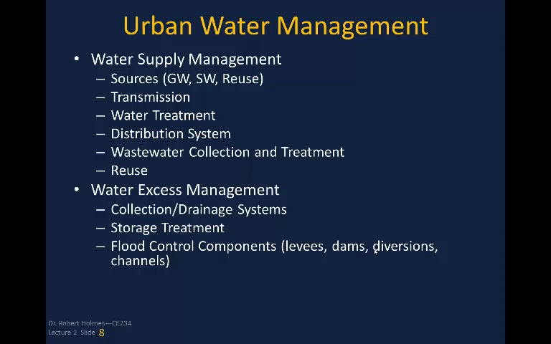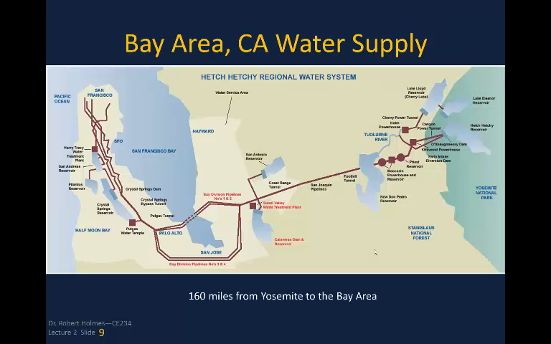And then you've got flood control. You've got levees, dams, diversions, channels, especially on these larger rivers like the Mississippi and the Missouri, where we have annual flooding that you have to take care of.